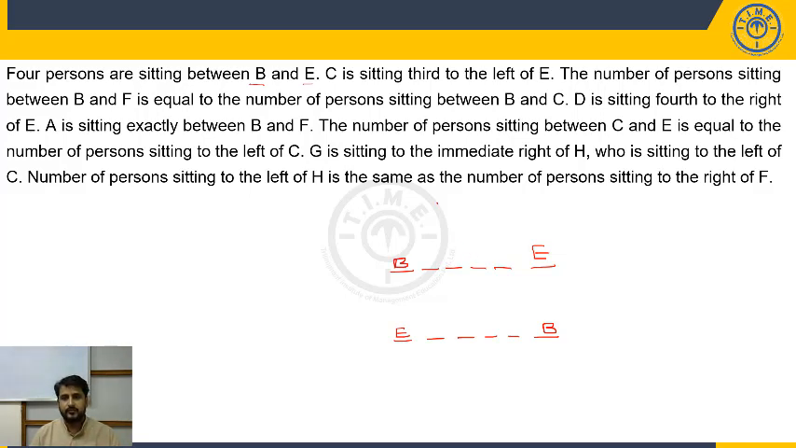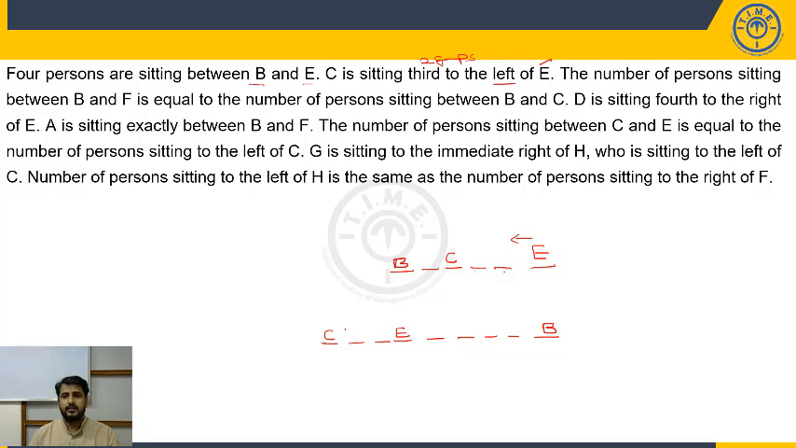C sits third to the left of E. Third left means how many gaps will be there? 2 gaps will be there, left side of E. And all are facing towards north, so the left side of E will be this side. So 2 gaps, here will be C. Here 2 gaps and it will be the position of C.